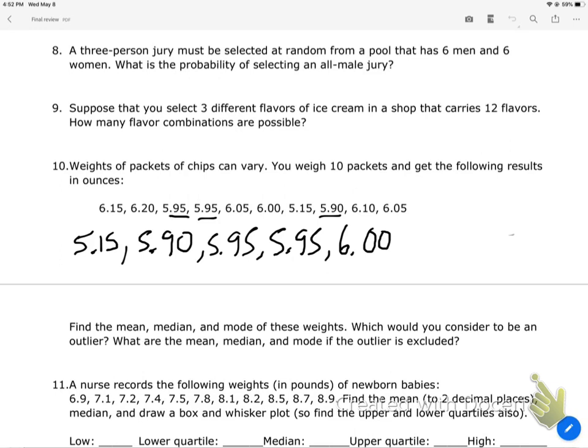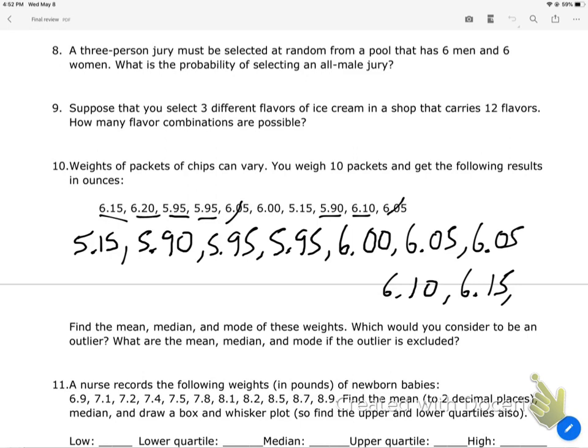I also have a 6.05. I've got another 6.05. Maybe I should cross some of these off. What else do I have? Is that it? 6.1. Okay, I've got another 6.1. I've also got a 6.15. And I've also got a 6.2. Hopefully that's everything. Do I have 10 numbers there? 1, 2, 3, 4, 5, 6, 7, 8, 9, 10. Okay, so there we go. I've got my 10 numbers.